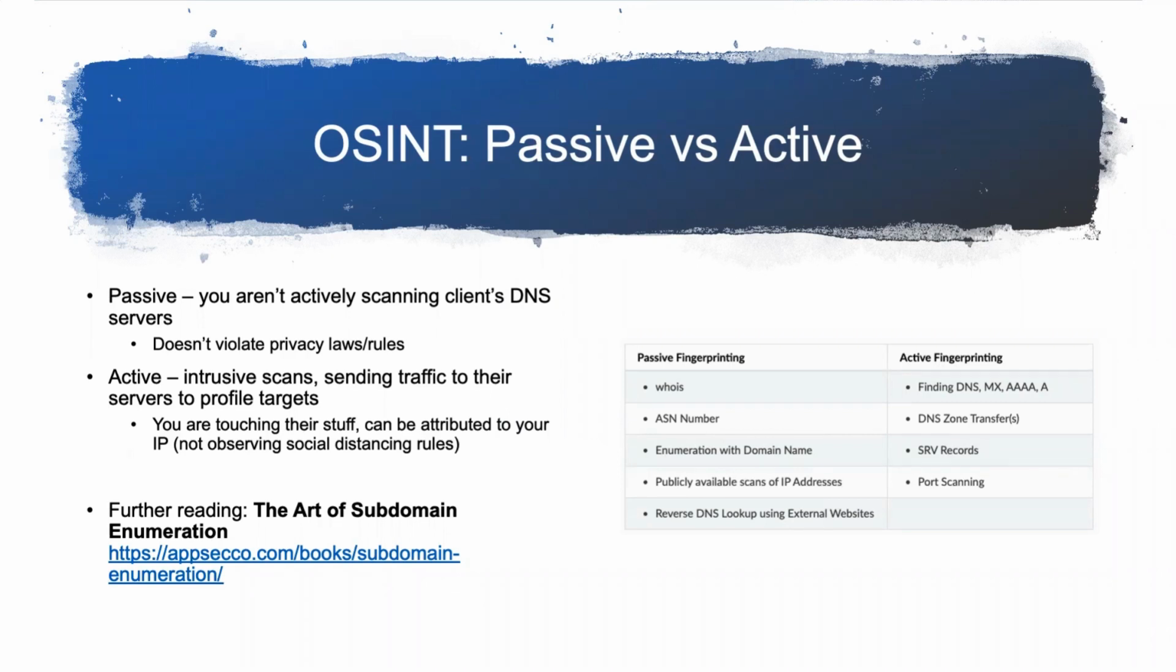Now, if you have the client's permission, obviously through your statement of work or whatever you've signed with them, you can start doing active enumeration, active OSINT, where you're actually directly hitting their DNS servers, trying to perform zone transfers, doing port scans, that kind of stuff, trying to get information about their network directly.